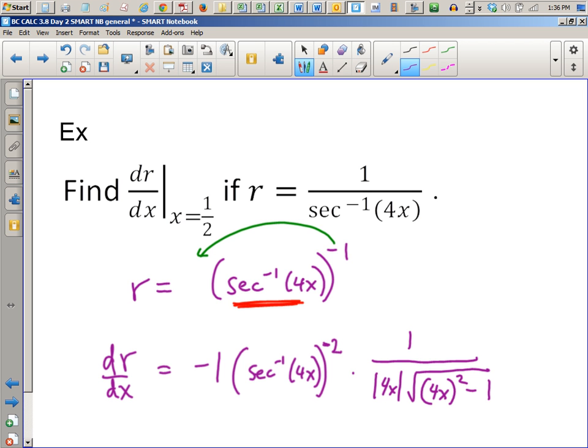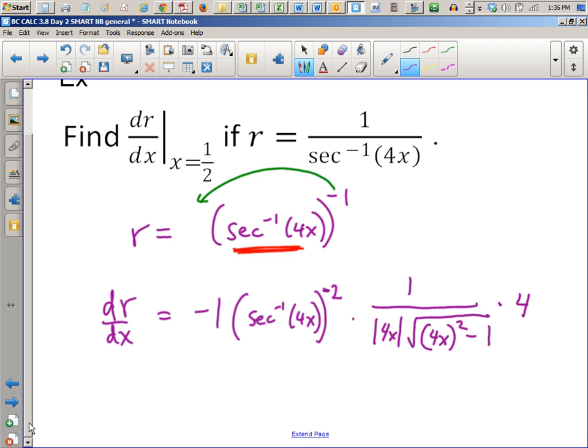And that's not all. We need the derivative of that 4x also, so we need to multiply now by 4. Okay, now this is our answer, and we can try and tidy it up. But wasn't the problem asking us to plug in a half? I say we do it as soon as possible, before we mess this all up, before we start thinking of negative ones as powers and stuff. So why don't we just plug in the 2, or the half, right now.